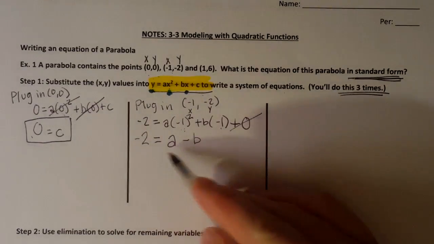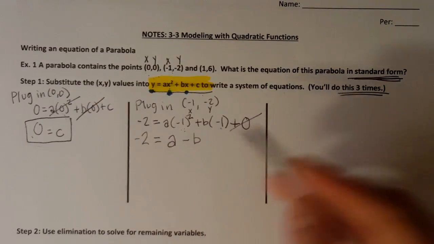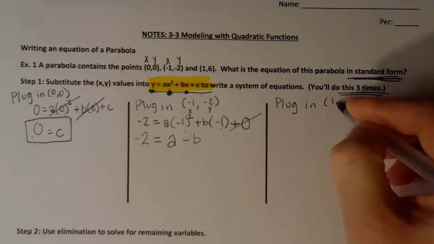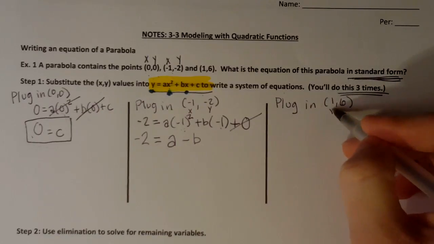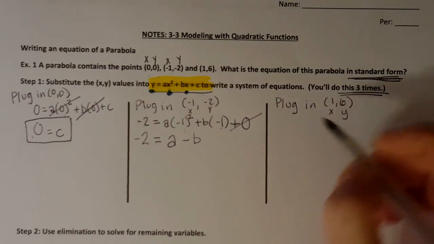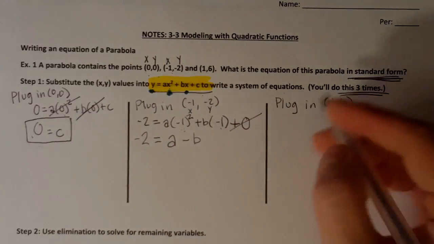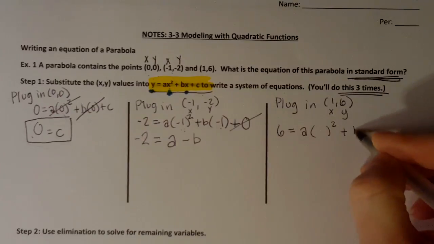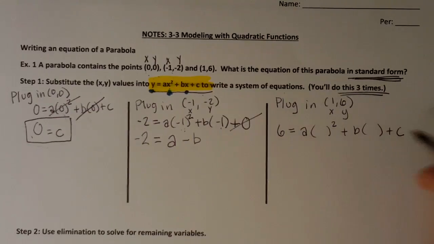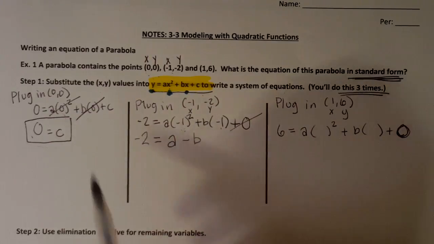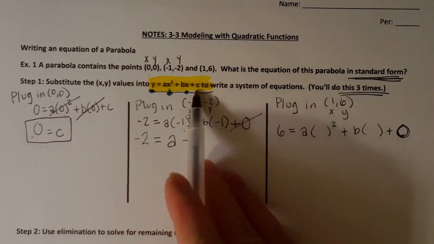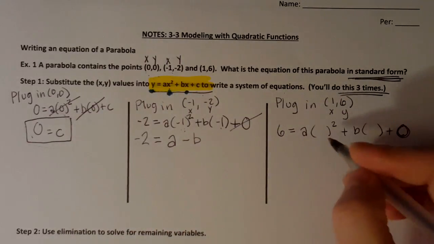Okay? That's as far as we can go currently on this one because we have 2 variables that we don't know. So we're going to do it a third time. Plug in (1, 6), where 1 is our x, 6 is our y. So again, it goes y equals, so I'm going to put the 6. 6 equals ax squared plus bx plus c. And c, in this case, is a 0. So I'm going to change that c to a 0 because we already found at the beginning that c was 0. Each of the x's, which are where these parentheses are, we're going to put a 1.